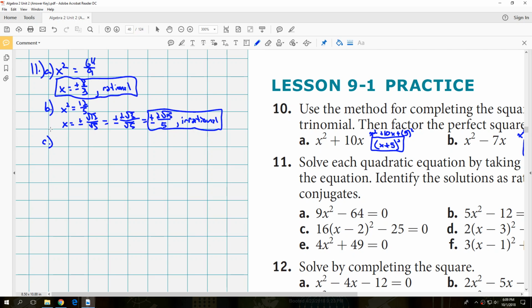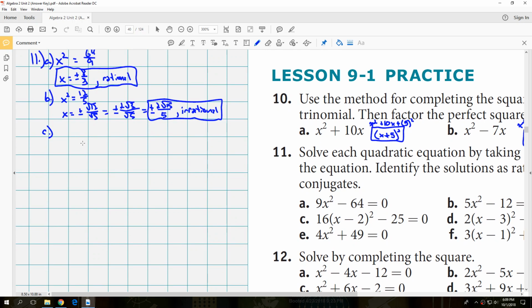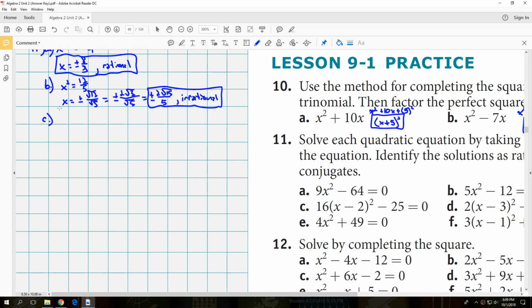All right, C. Let's see here. So we've got a little bit more complex. So this one is isolating the squared item here: x minus 2 squared is equal to 25 divided by 16. And I'm going to take the square root of both sides. So x minus 2 is equal to plus or minus the square root of 25, which is 5, over the square root of 16, which is 4.